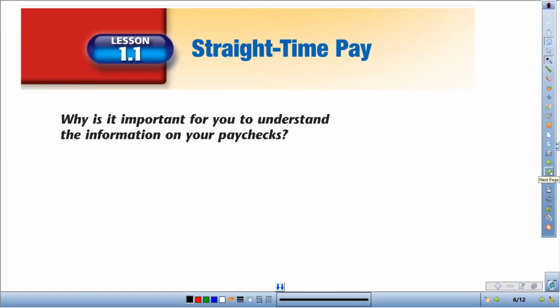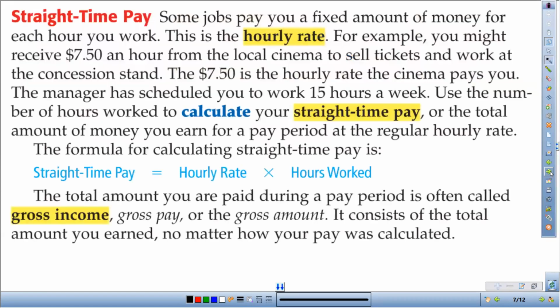Today we're talking about straight time pay. Straight time pay is just, if you have an hourly job, how much you get paid based on how many hours you work, your total pay. Some jobs pay you a fixed amount of money, an hourly rate, when they pay you by the hour. In this example, it's $7.50 an hour at the local cinema to sell tickets. It's a movie theater at the concession stand. The $7.50 is an hourly rate, and the manager has scheduled you to work 15 hours per week.